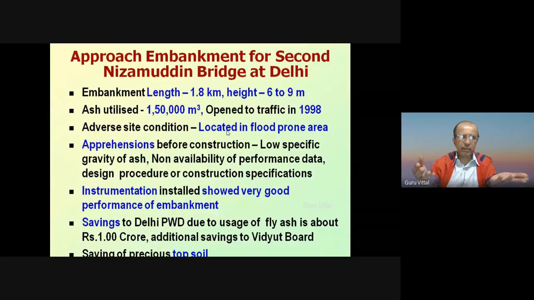So every year when there is flood in the Yamuna river, the water spreads out, and in the same flood prone area, this embankment was constructed. So at that time the people expressed their apprehensions that if floods are there, how will this embankment behave? This is a very lightweight material, will it not float on water? Even that kind of questions were raised.